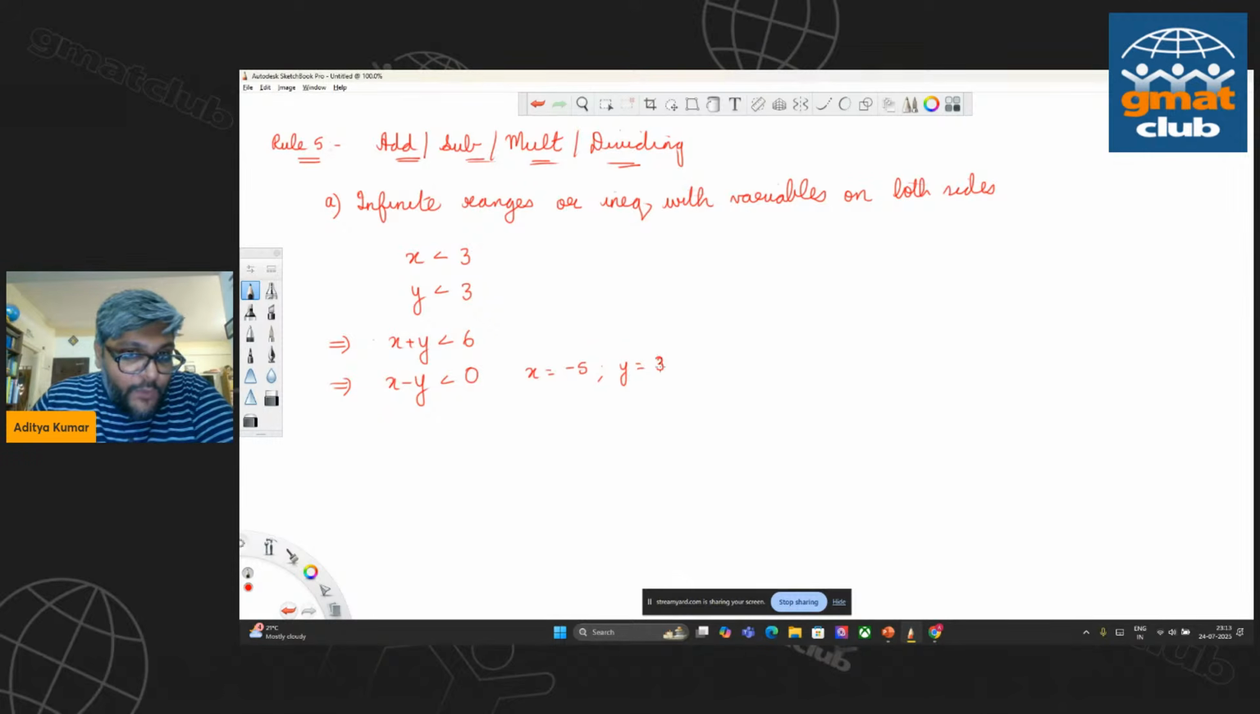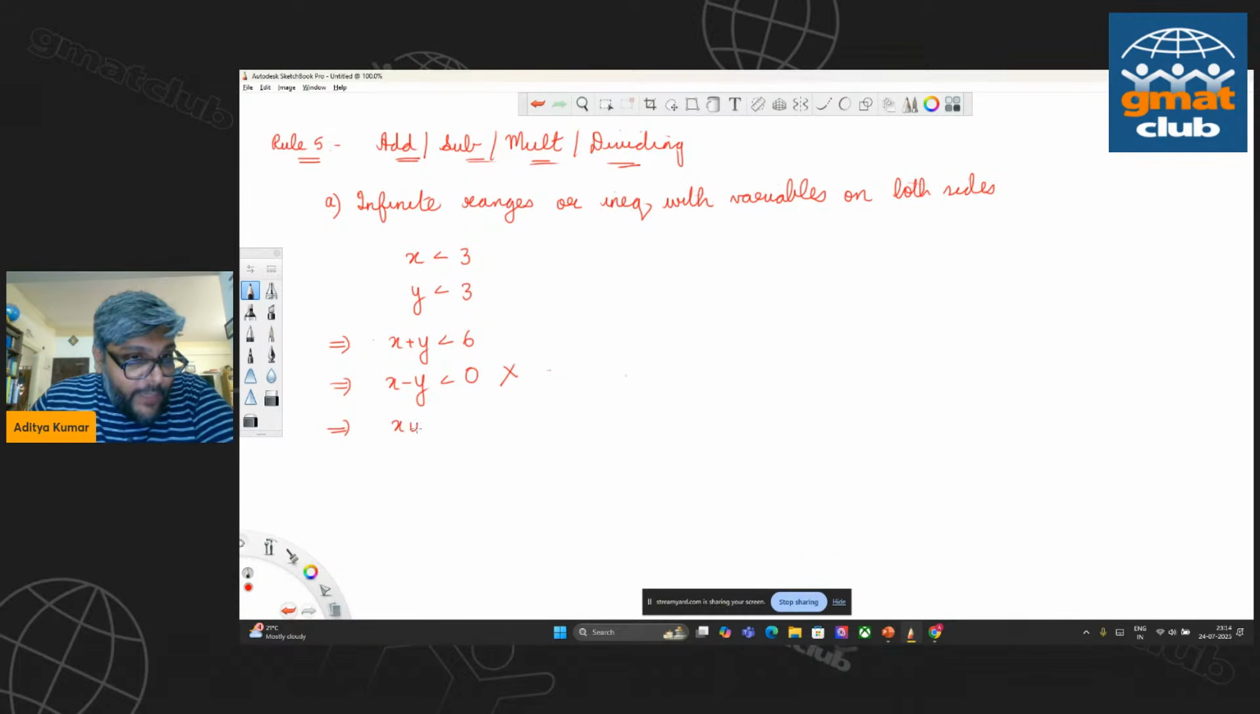Or y is equal to 2. So minus 5 minus 2 is going to be minus 7. There it's going to be less than 0. But if I take x equal to minus 5 and I take y equal to minus 7, minus 5 minus of minus 7 is minus 5 plus 7. That's not going to give me a value less than 0. It's going to give me a value greater than 0. So this definitely is not going to be true.